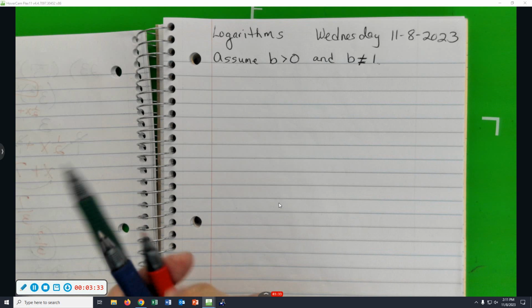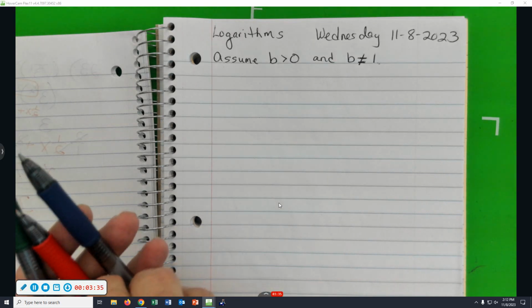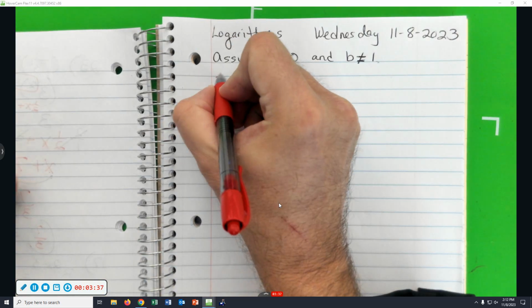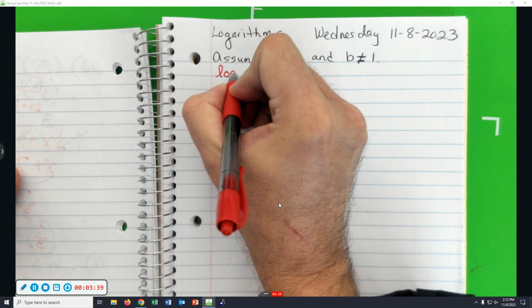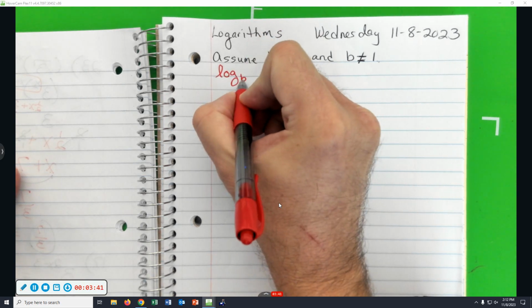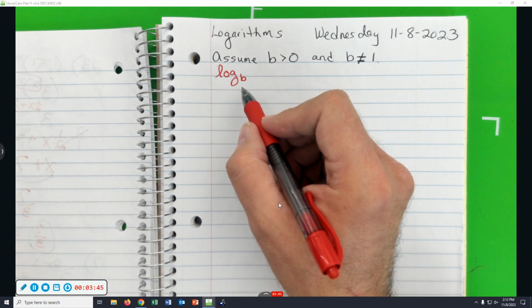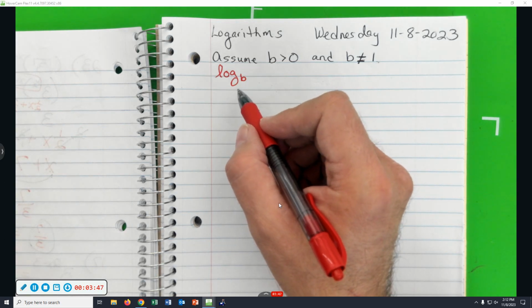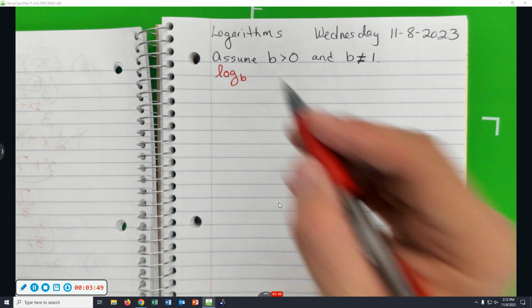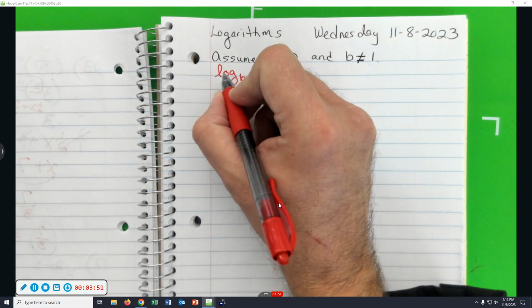So here's our formal definition of logarithm. Log base b, that's a subscript. That's the first time we use subscripts, so they'd have to type them. They're going to have to type the subscripts.